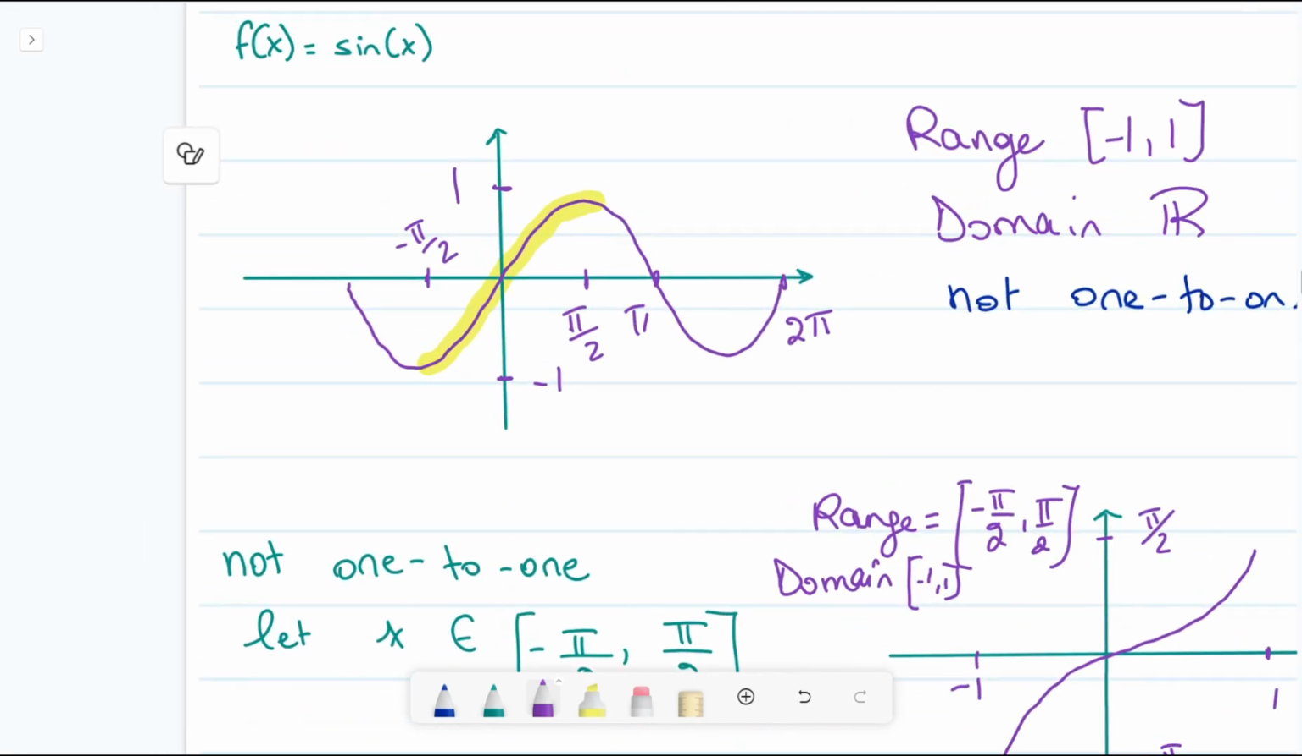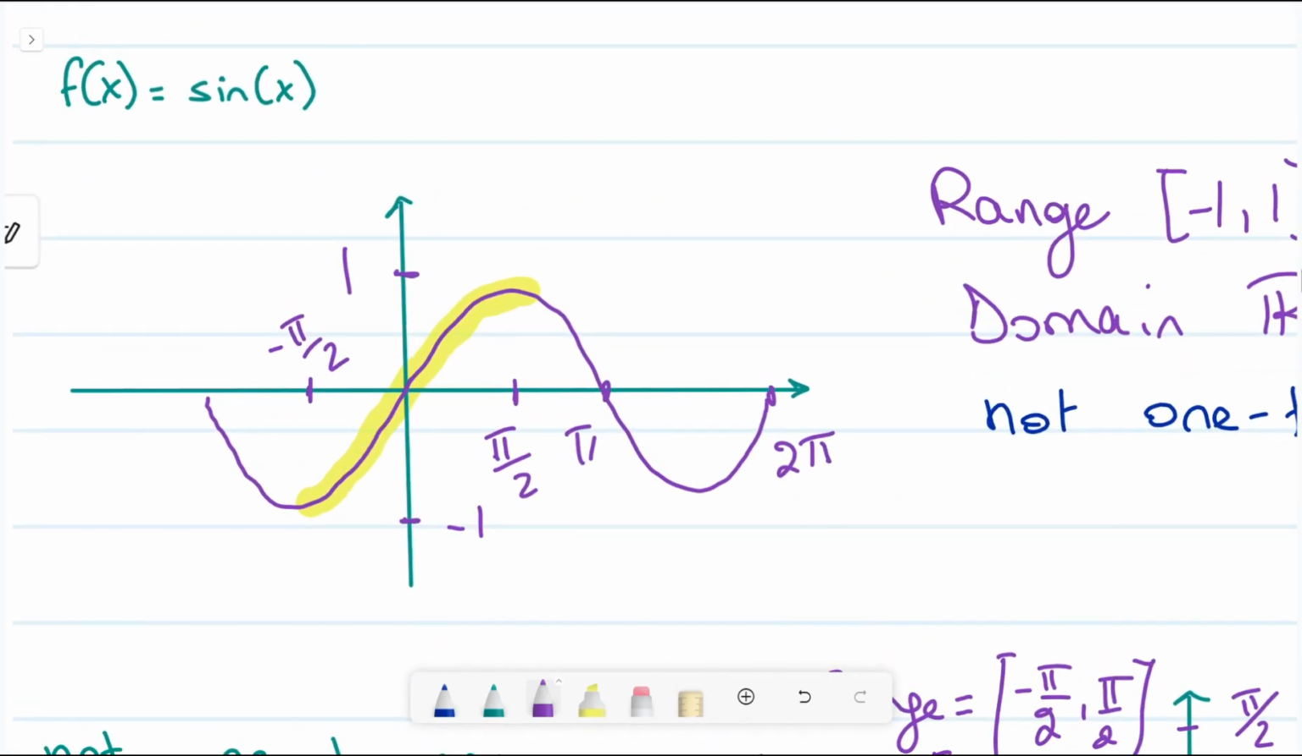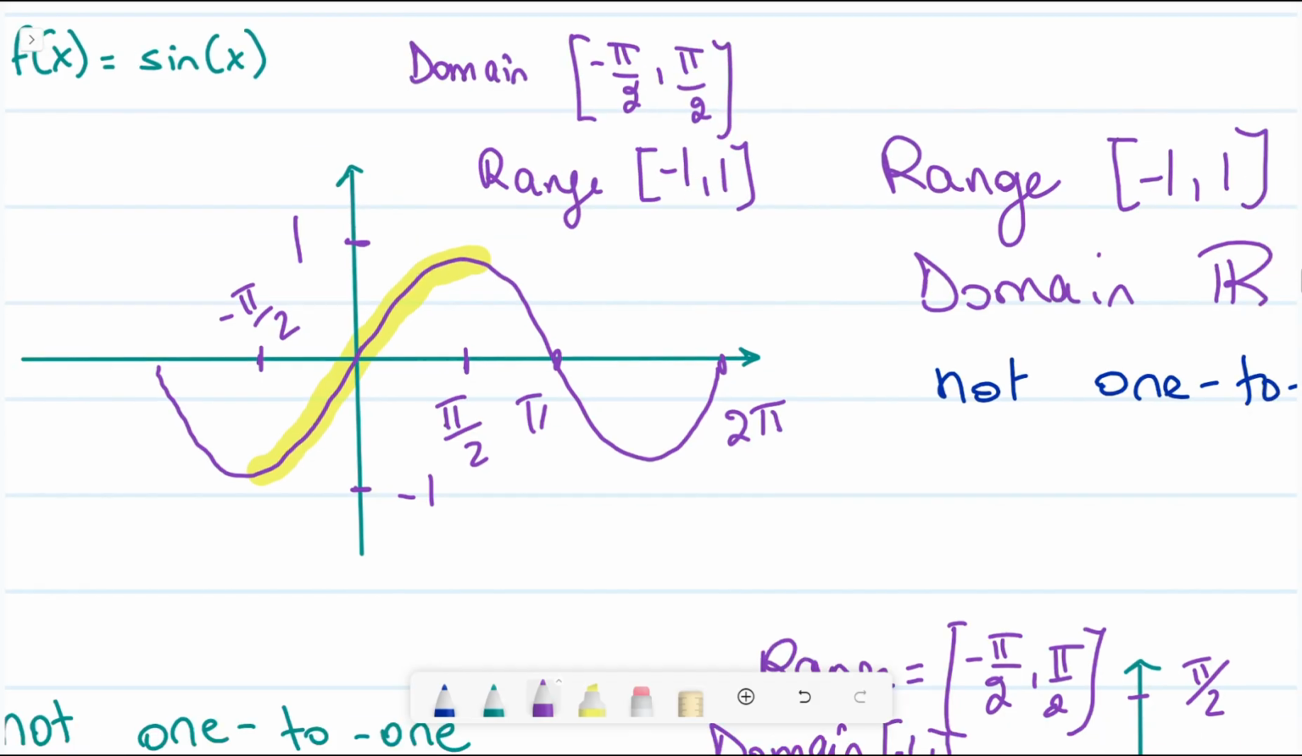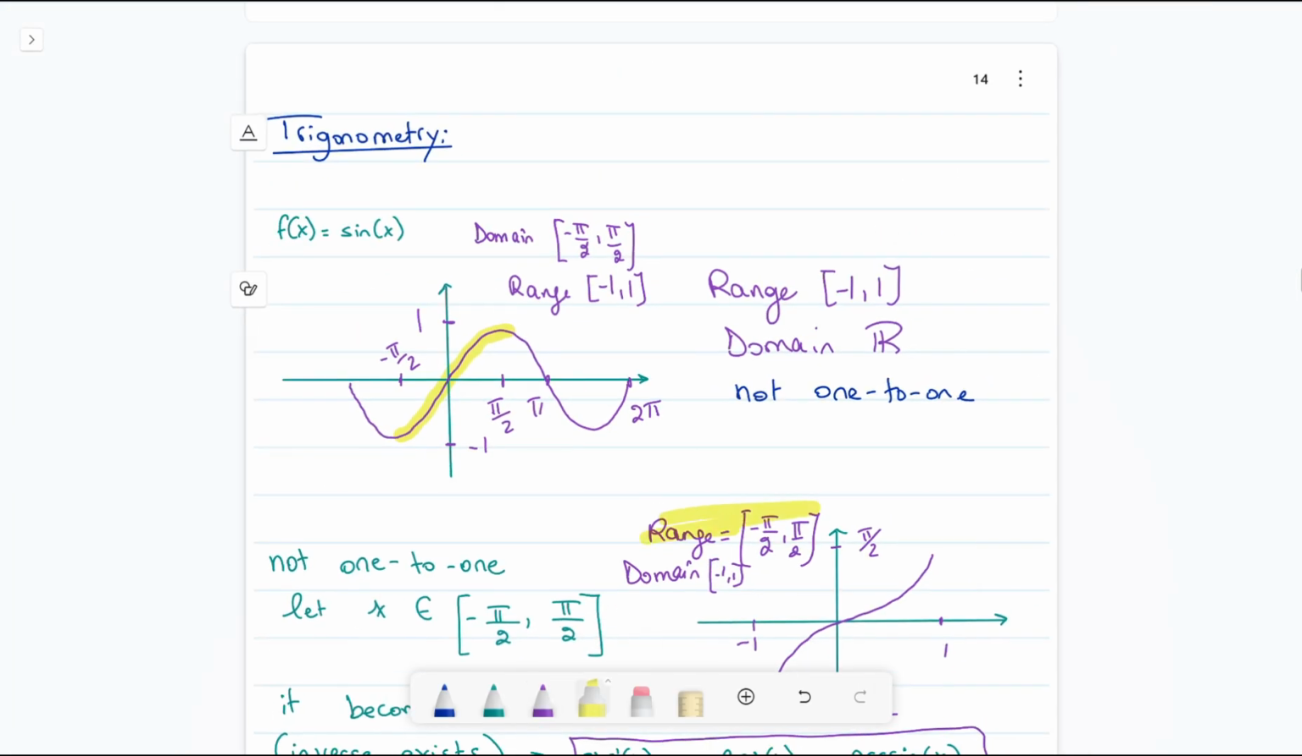Now let's look again at the graph we did here, at the yellow portion of the graph. For the yellow portion of the graph, our domain was -pi/2 till pi/2, and our range was -1 till 1. Now if we compare both of these domains and ranges, we can realize that the domain of the function is the range of the inverse, and the range of the function is the domain of the inverse. This is a property of inverses which we already discussed previously.